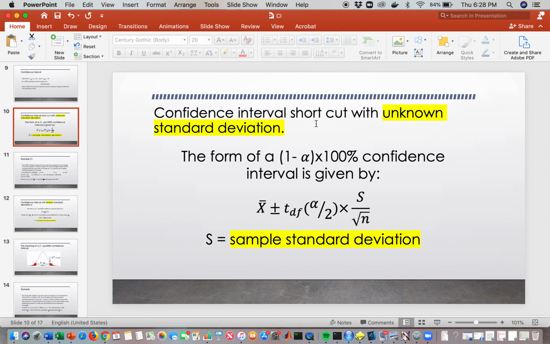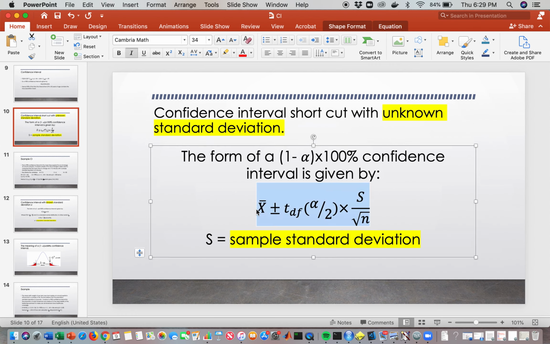Now, a confidence interval shortcut, and I want to emphasize that we did not need to know the standard deviation; this is the unknown standard deviation case. In this case, the confidence interval is calculated using the sample standard deviation, that's the average calculated from the data, the t distribution with alpha over 2 as the level, as the percentile, and n minus 1 degrees of freedom, times s over root n. Here s is the sample standard deviation. This is very important. This is how you calculate a confidence interval, and I want to emphasize unknown standard deviation.